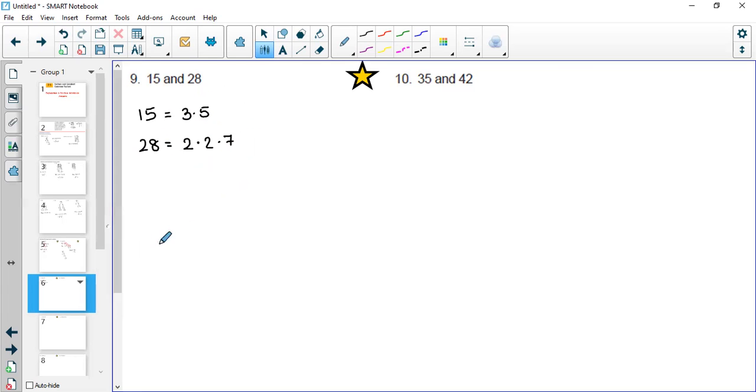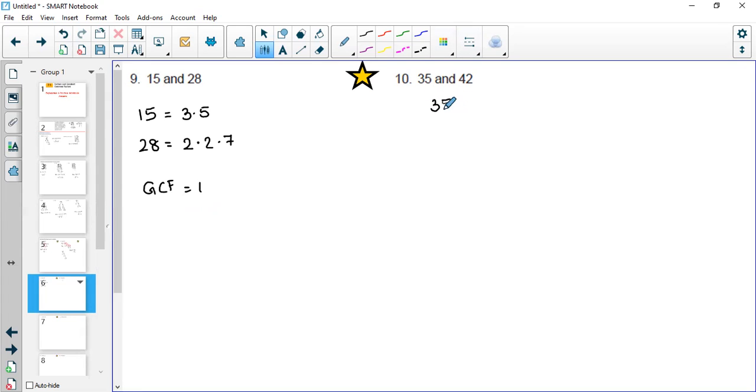Now what's common here? Can you find anything common? There is nothing common. So when there is nothing common, we say the GCF is going to be 1. Now, there's a point to be remembered. If there are no common factors after prime factorization, you say the GCF is 1. Okay, let's move on to the next one.